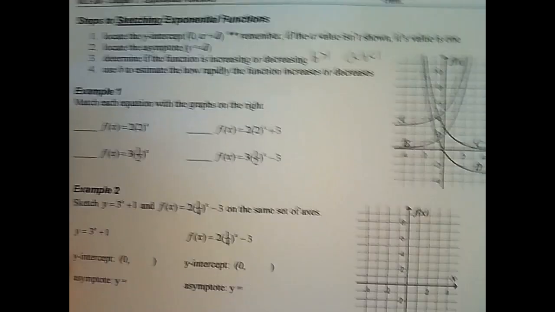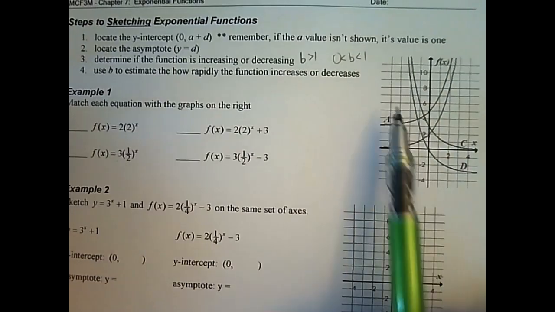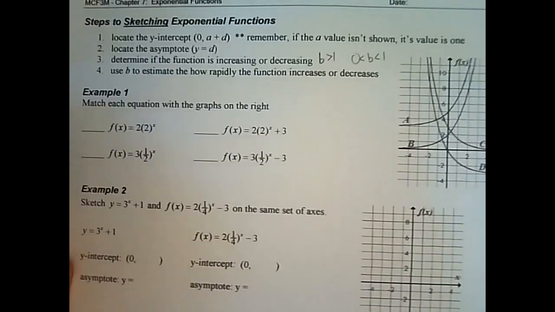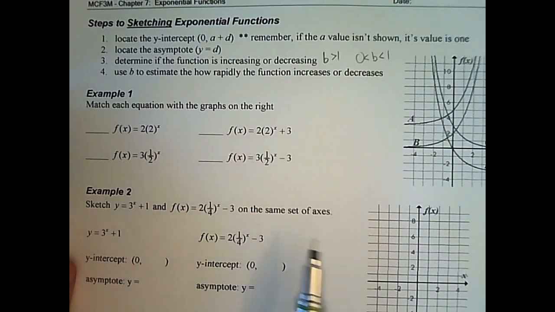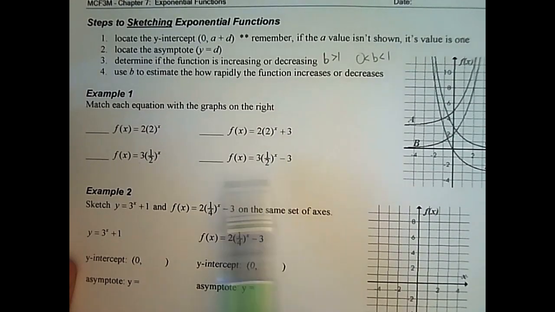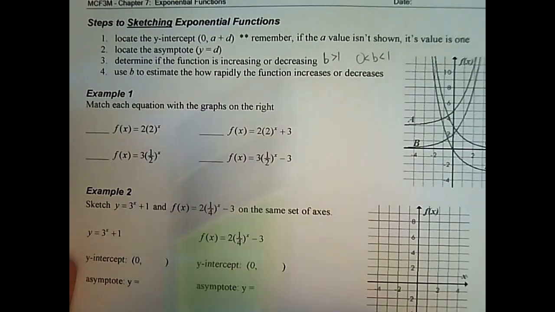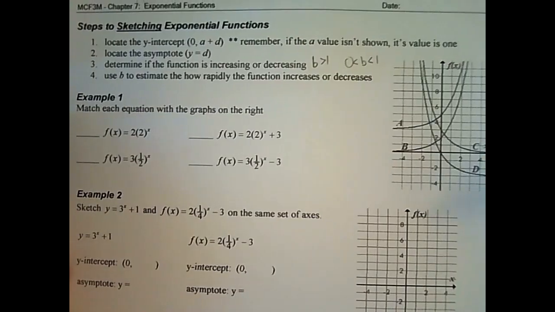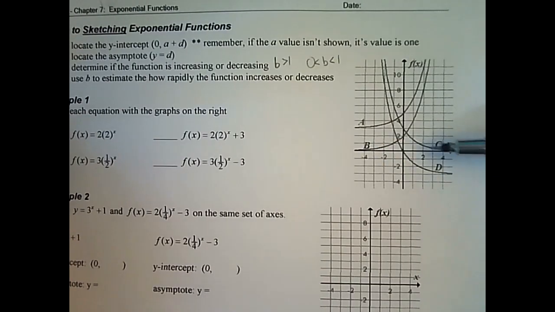So first we're just going to do some matching. Like here's the equation, we're going to match it to the graphs that are here, A, B, C, and D. So first ones I would look for is this one and this one, because they don't really have a d value here. This is plus 3 and minus 3. So I should expect there to be no shifting up and down. So looking over here, I see B and C have not been shifted up or down because they have a horizontal asymptote of 0.